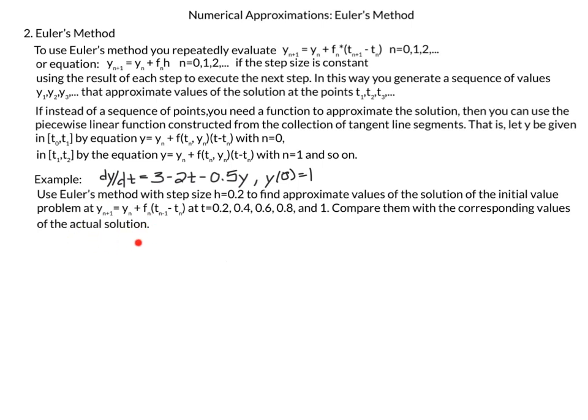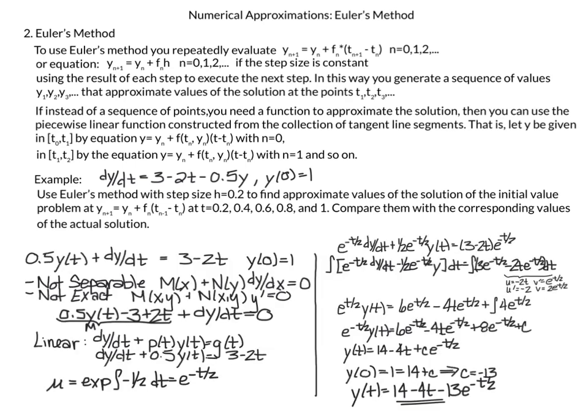And since we need the actual solution, we will start by solving this equation analytically. Here's my equation rewritten: 0.5y(t) plus dy/dt equals 3 minus 2t. And I rewrote it one more time in the form that you would expect if it's separable or exact, where our M is going to be 0.5 y(t) minus 3 plus 2t, and whatever's in front of the dy/dt is our N, so it's only 1. So it's certainly not separable because M is a function of both y and t. If it were separable, it would need to be a function of just t.